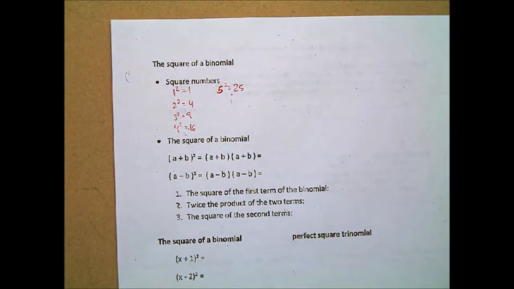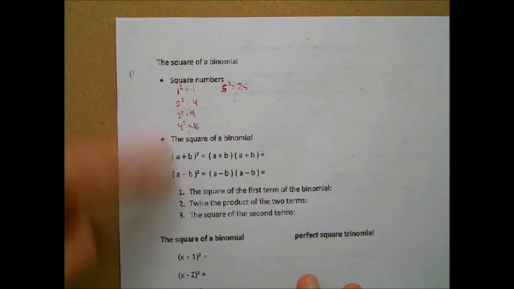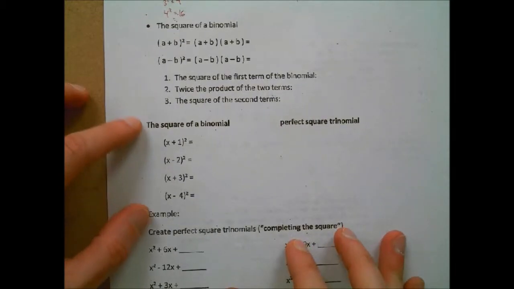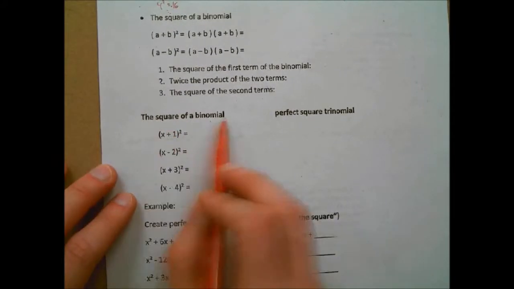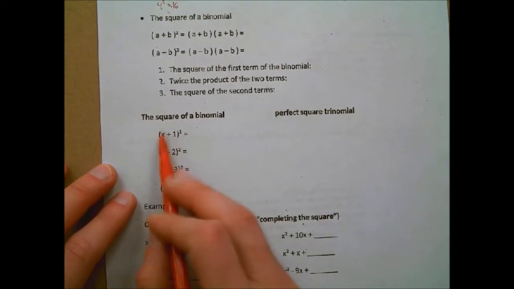Okay, so I'm going to skip this next section for a little bit here. I want to jump right down to this section first, because I think this one makes more sense to do next. So let's look at what it means to square a binomial. Take a binomial and square it.